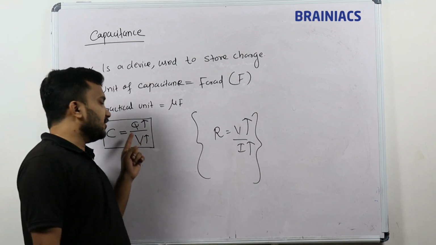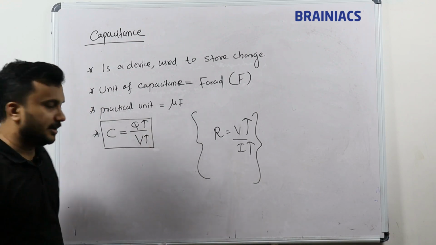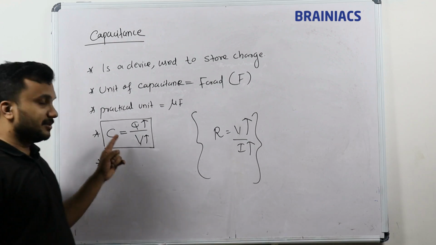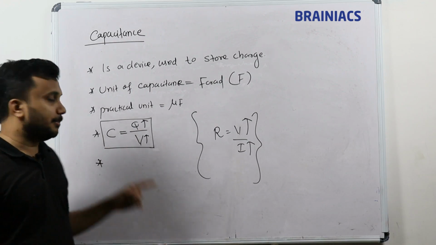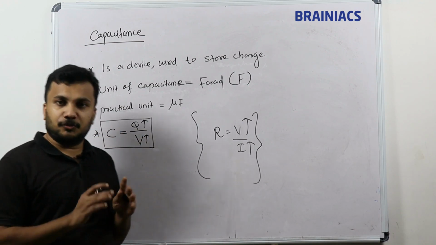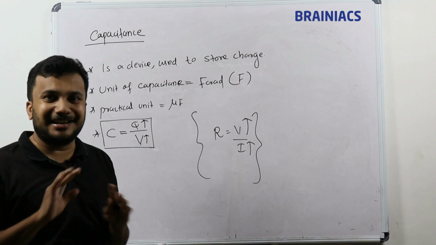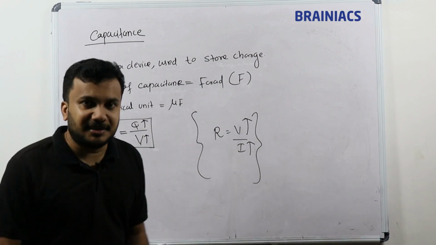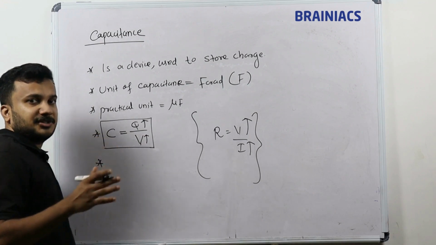Okay, so if you increase the numerator, the denominator also increases. So using these equations, we cannot say capacitance depends upon charge or capacitance depends upon voltage. No, capacitance is independent of charge and voltage. But what does capacitance depend on? Capacitance depends upon the dimensions.